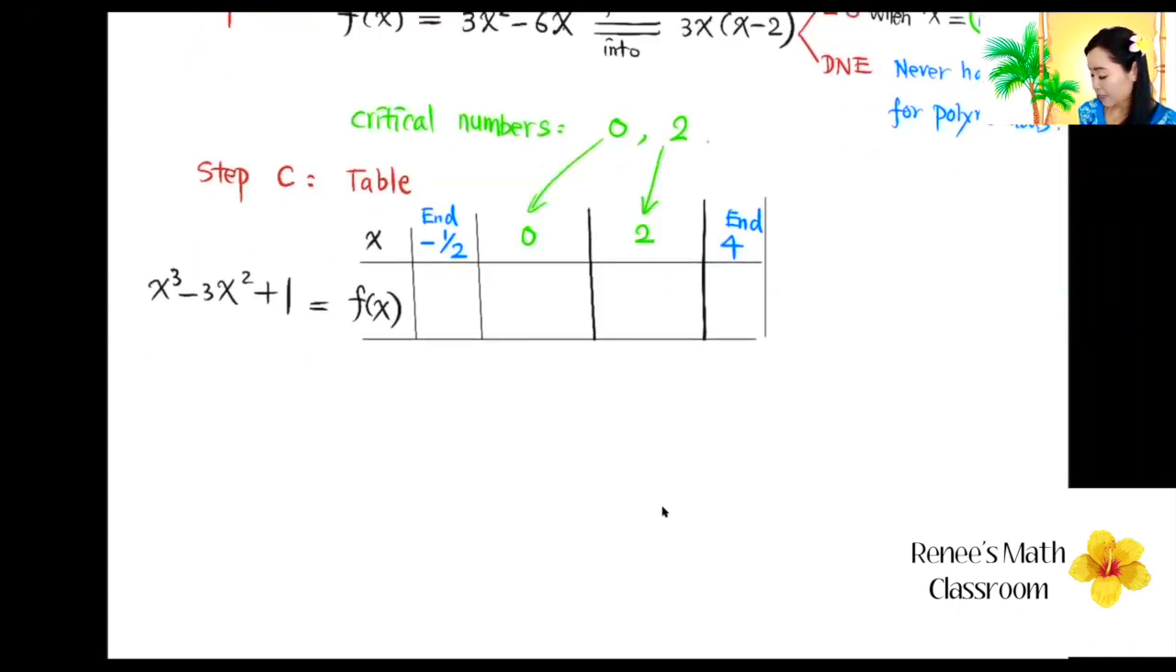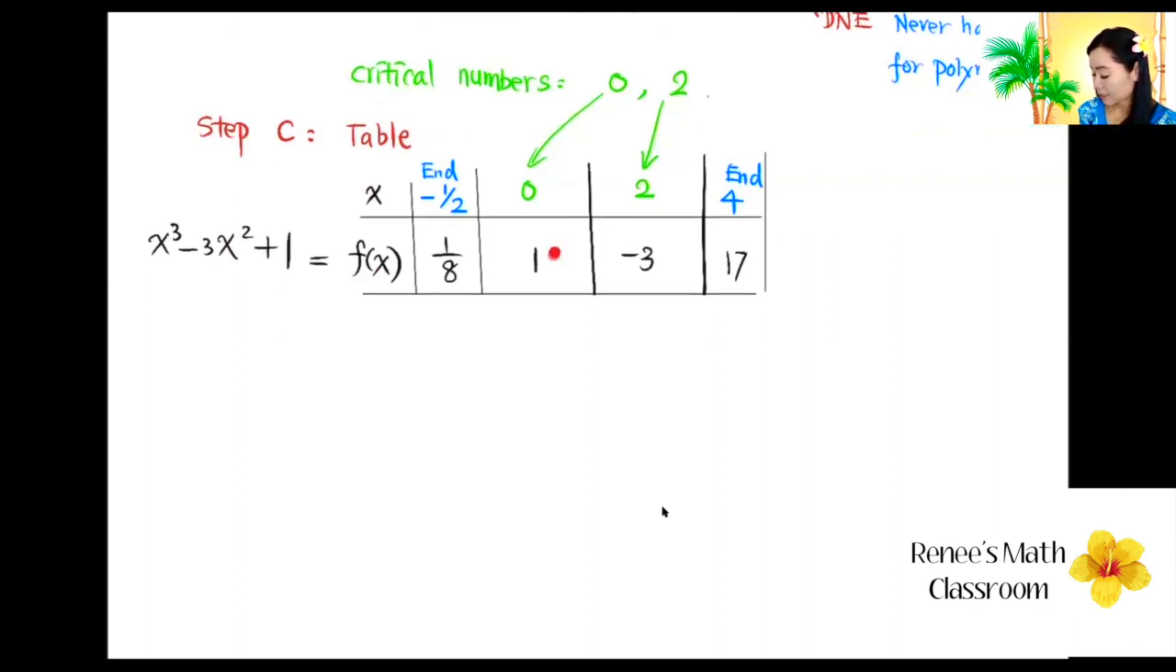You write down those x values, the endpoints at the two ends, and you put down the critical numbers inside here. And then you find the corresponding function values. If I substitute x to be those values, we find the function values. The function values at the critical numbers are potential local max or local min.